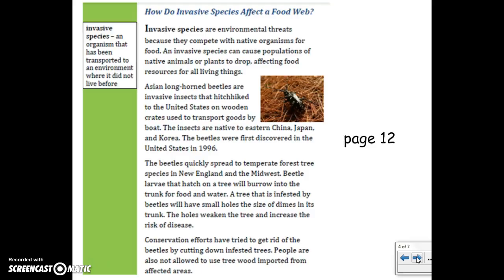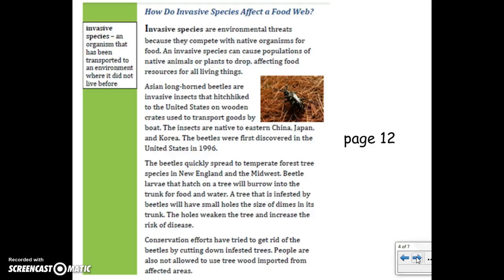Beetle larvae that hatch on a tree will burrow into the trunk for food and water. A tree that is infested by beetles will have small holes the size of dimes in its trunk. The holes weaken the tree and increase the risk of disease.